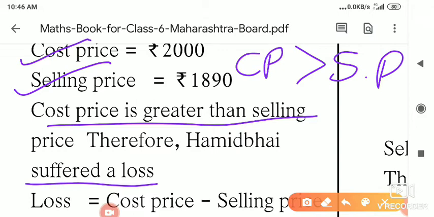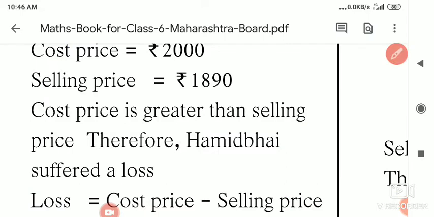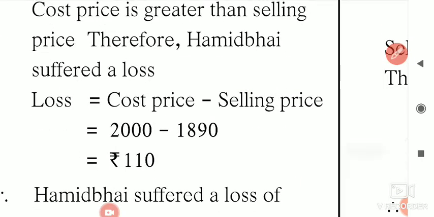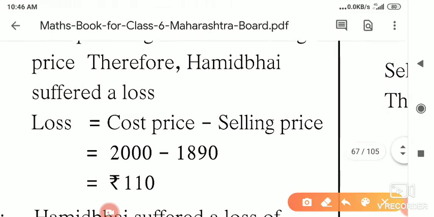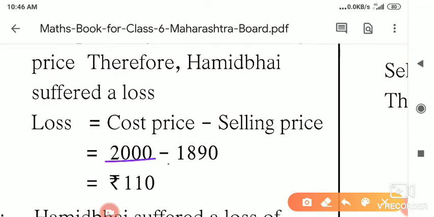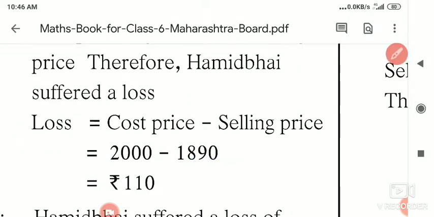And as I told you, the formula of loss is equal to cost price minus selling price. Okay, it is simply subtraction and addition. We have to solve the examples. So here CP minus SP, where CP is 2000 rupees and SP is 1890 rupees. The subtraction of both is 110, and it is the loss suffered by Hamid Bhai.